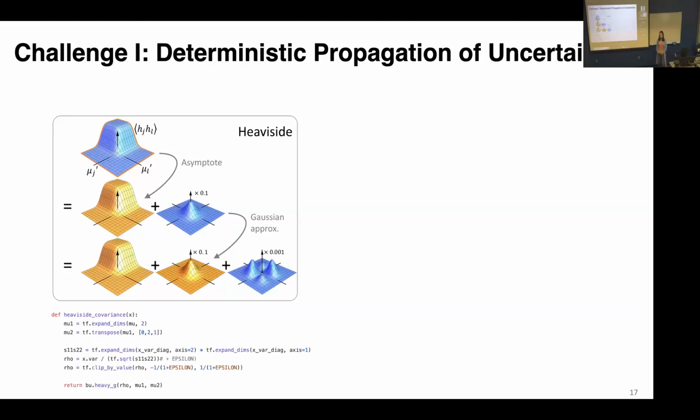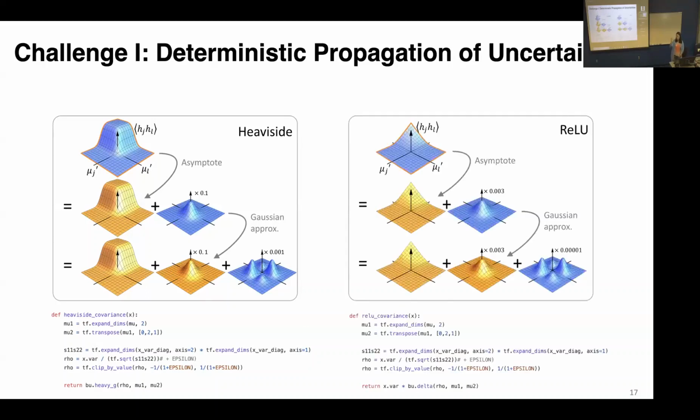There's a mass derivation of what the yellow curves should look like for different nonlinear activations. But empirically, the implementation is just a couple of lines of code. It's very, very simple. There's no sampling for Monte Carlo approximation, no noise like that. And we do the same thing for ReLU as well.